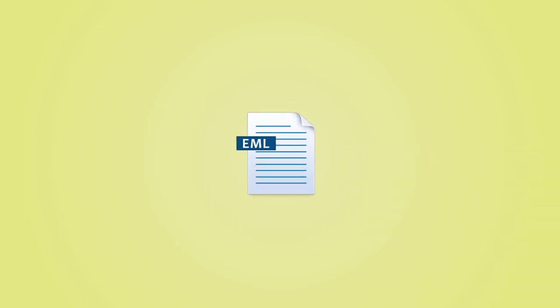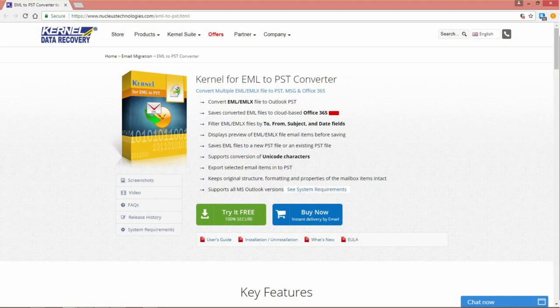Kernel for EML to PST is the best way to migrate your Windows Live Mail messages to MS Outlook. This tool offers a quick process of exporting EML files to PST. You need to download this tool from our website and then install it.